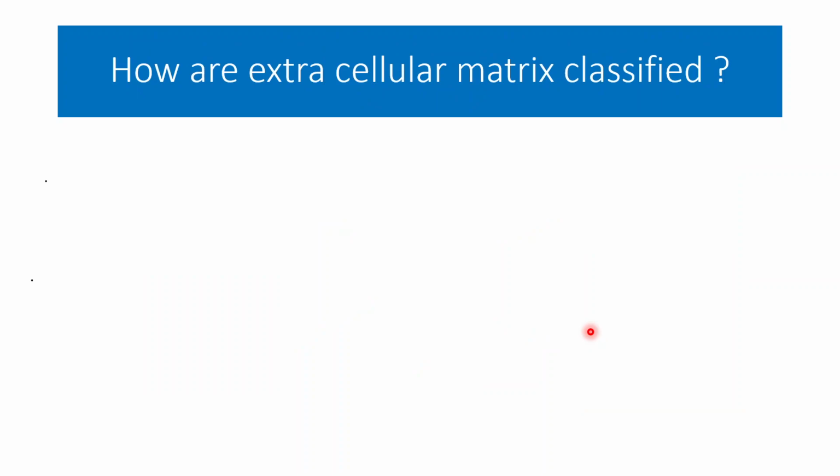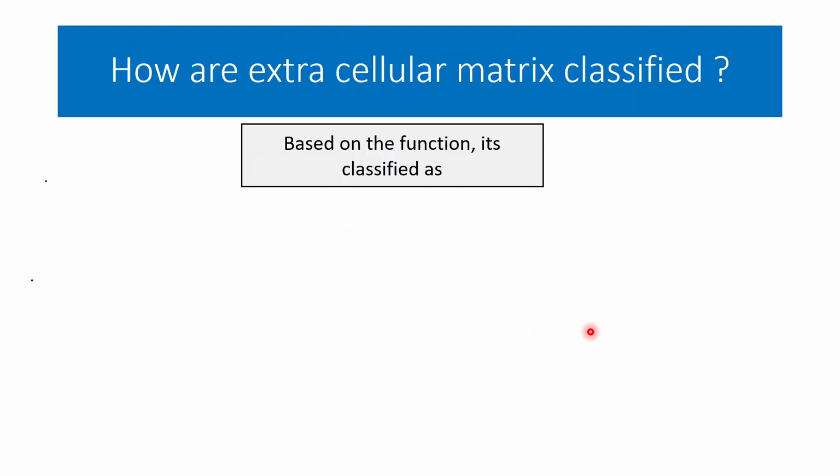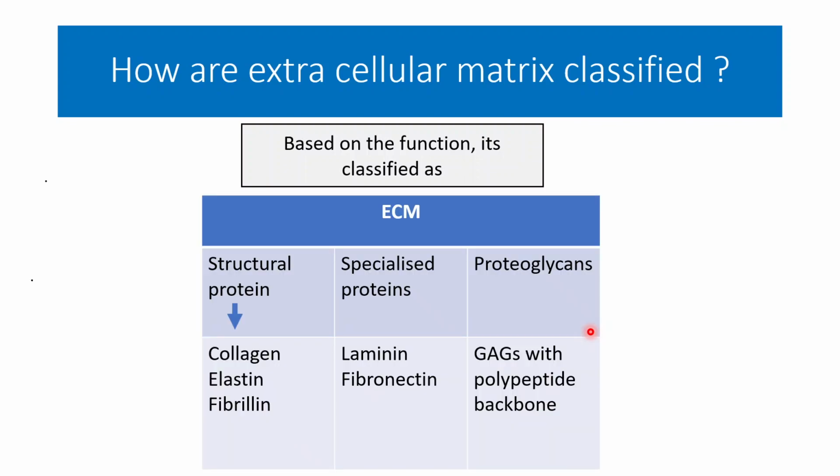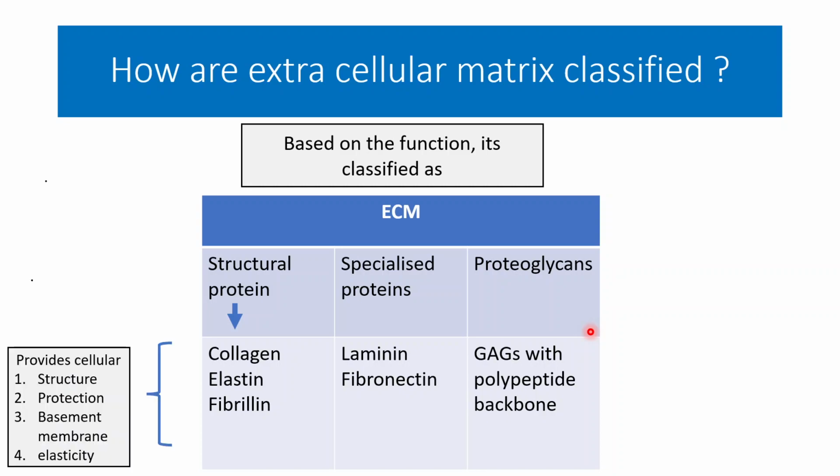Now, how is extracellular matrix classified? They are classified based on the function. They can be structural proteins like collagen, elastin, fibrillin. So these are all structural extracellular matrix, and they provide structure to the cell. They provide protection to the cells, the basement membrane, and also elasticity. Next, it can also be specialized proteins like laminin or fibronectin.